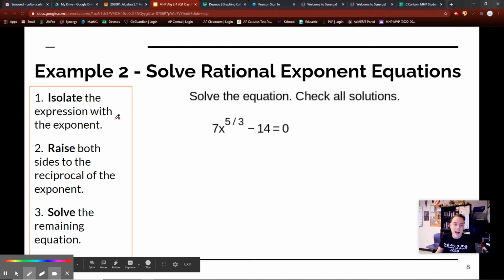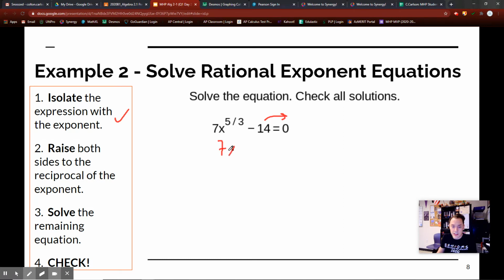Now this one, it's not isolated, so I need to isolate it. Subtract the 14 over. So I have 14 as such. I still need to isolate it, so divide the 7 because that's multiplied in between. Opposite of multiplication is division. Now what I have is x to the 5/3 power equals 2.